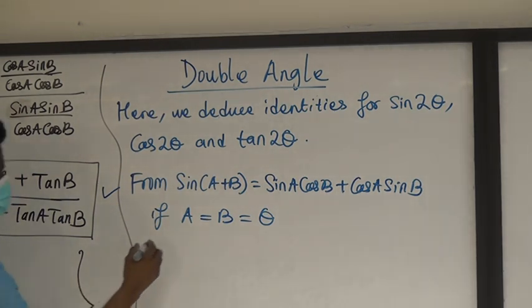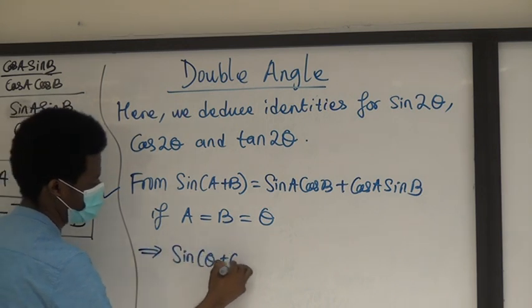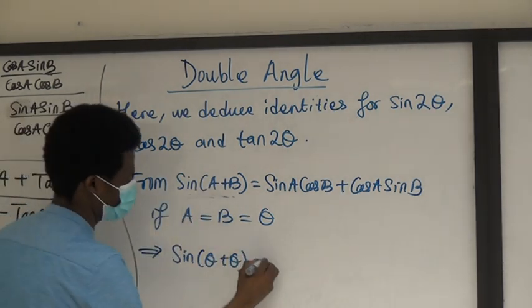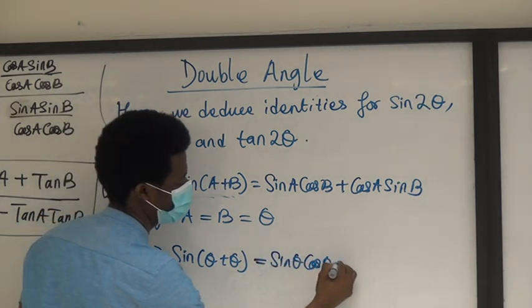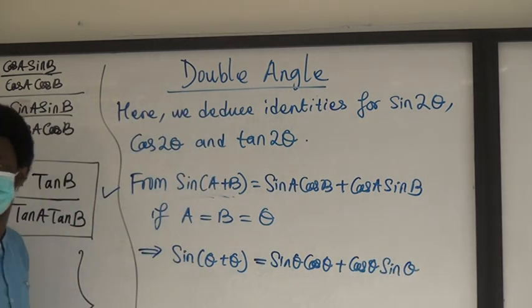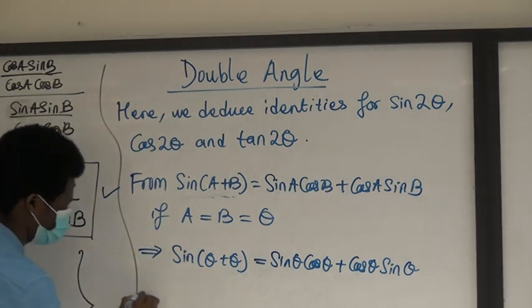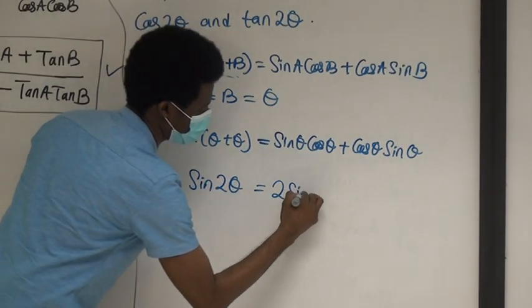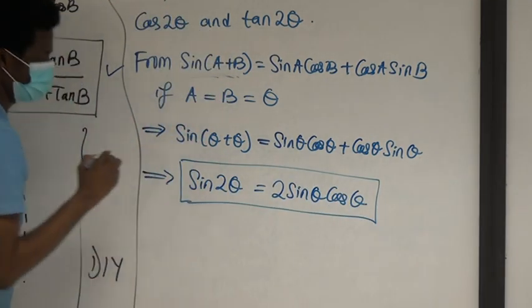So from here, if A is equal to B is equal to theta, then it implies what? Sine(theta plus theta) is equal to, complete the rest for me, sine theta cos theta plus cos theta sine theta. Are these the same? This is like xy, this is like yx. So what does that give you? Sine 2 theta equals 2 sine theta cos theta. And that is the identity for sine 2 theta.